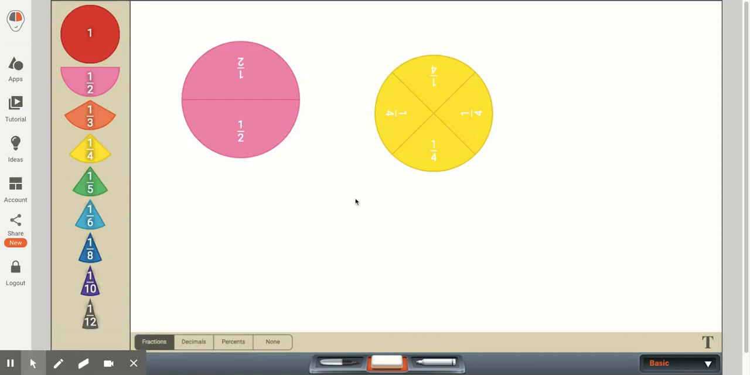And with this yellow circle, instead of cutting the circle into 2 pieces, we've cut it into 4 pieces. So each one of these pieces would represent 1/4 of the entire circle. And one of the things we'd want our first grader to notice is that as we're cutting the circle into more pieces, the pieces get smaller. So when we cut the circle into halves, we had 2 equal pieces, and when we cut the circle into fourths, we had 4 equal pieces.